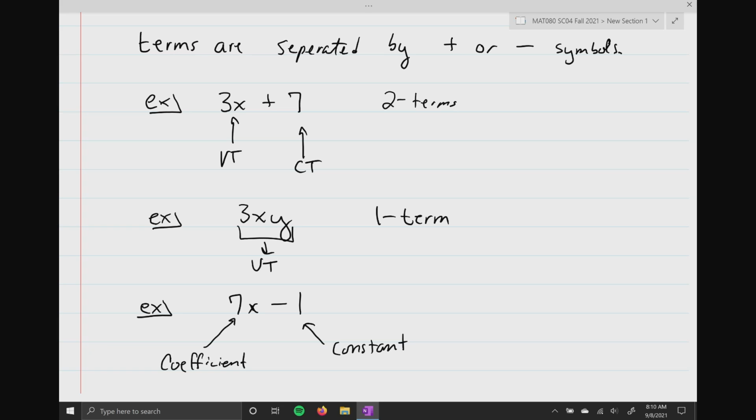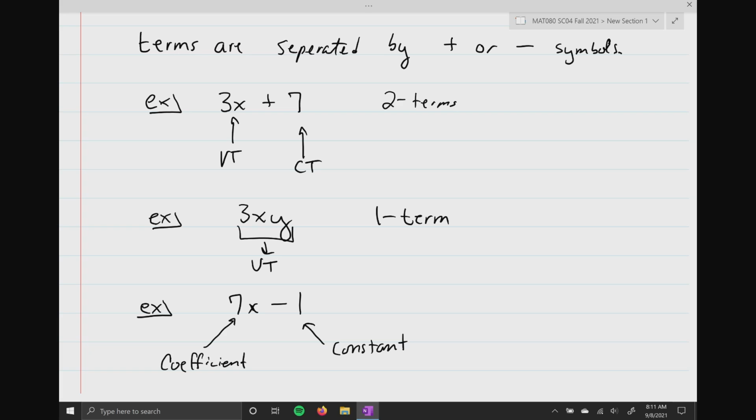Now, I'm telling you this because later on when we start to learn how to solve, they're going to be throwing these words out there like variable terms and constant terms and coefficients. And if you don't know the definitions of those words, how are you supposed to understand the directions? So you've got to make sure that you understand this.